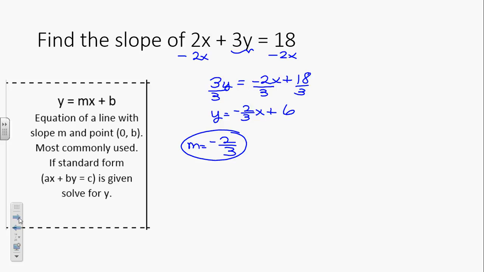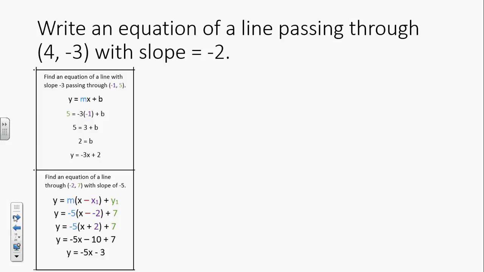All right, so 13, here we go. Now we want to write an equation of a line passing through 4, -3 with a slope of -2. So you can use either form. It doesn't tell you slope-intercept or point-slope. So you decide which one you like better and you can use that and be consistent. So which do you want to use, point-slope or slope-intercept? Point-slope I think is faster.